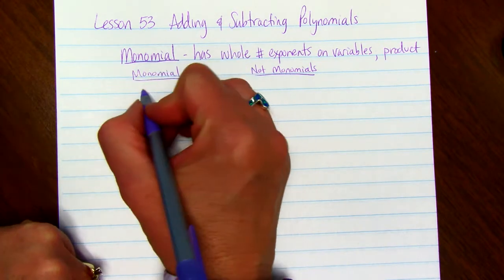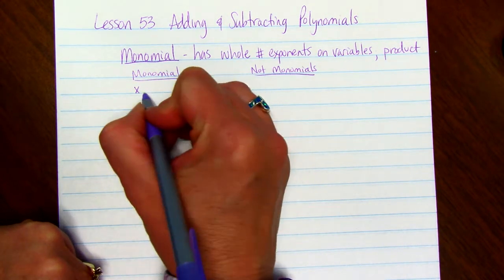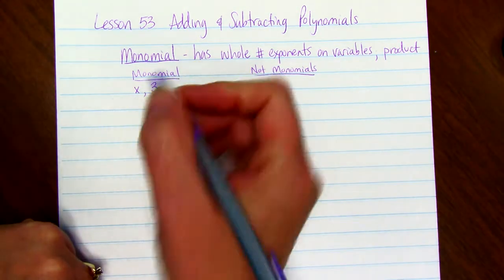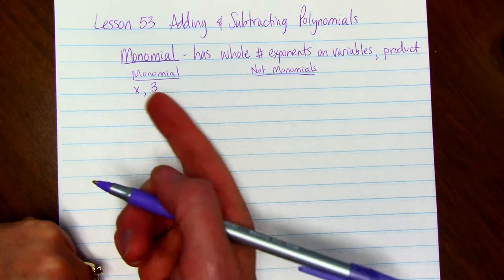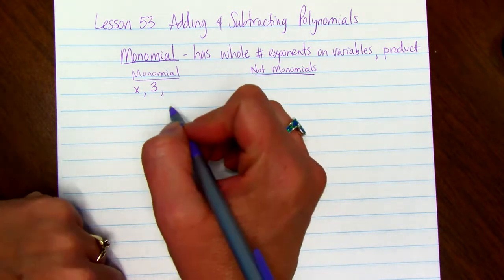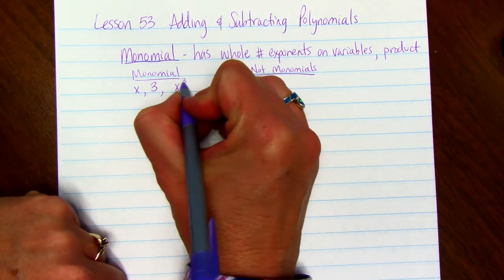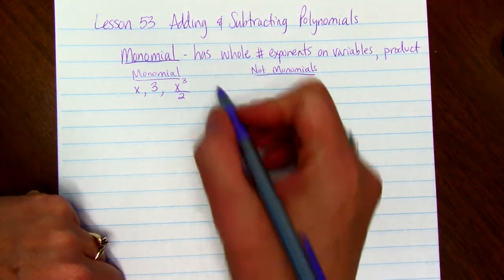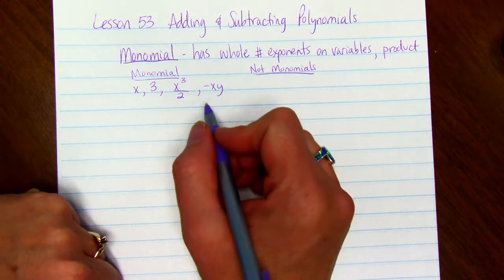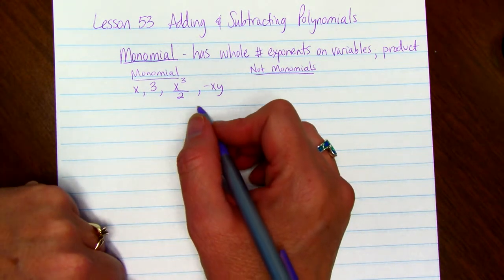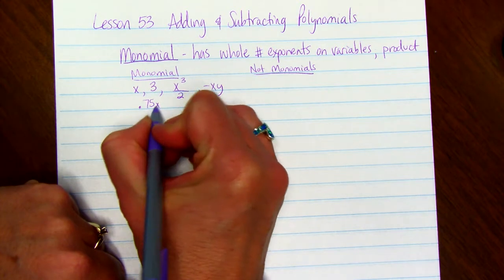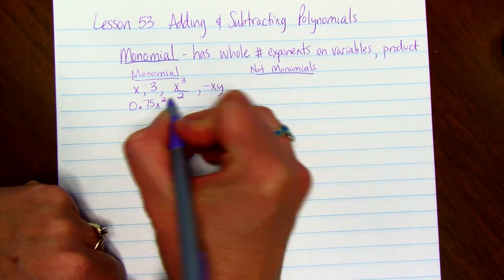A monomial would equal x. If you had x, that's a monomial. 3 is a monomial because the variable has the exponent of 0. We have x cubed divided by 2, that's a monomial, negative xy. So these are all monomials. Here's one more: 0.75x squared.